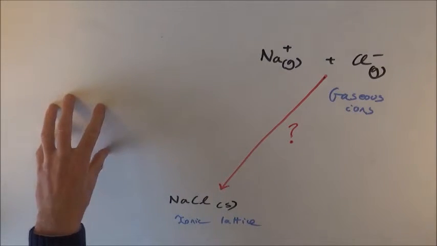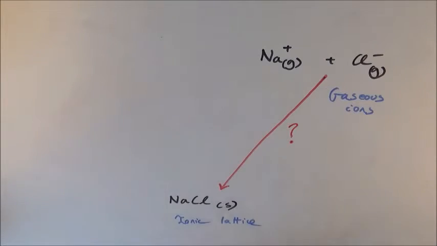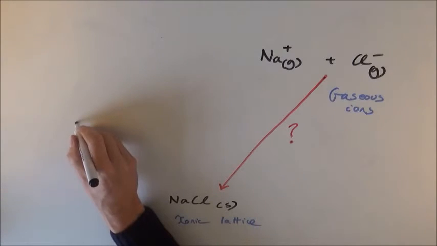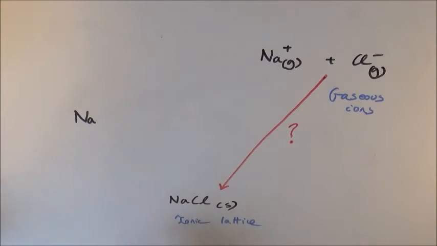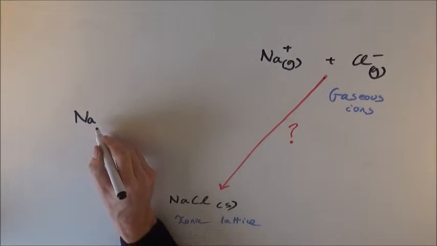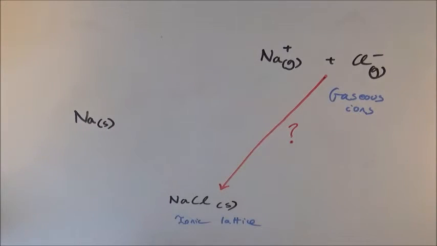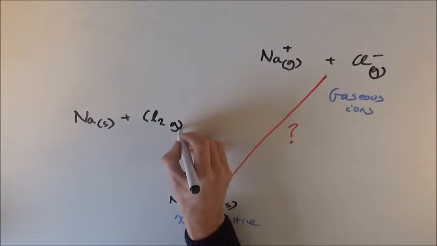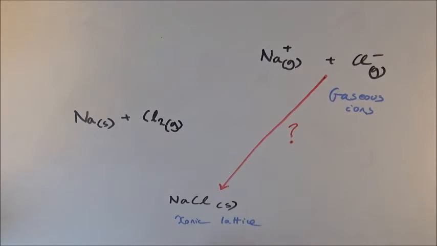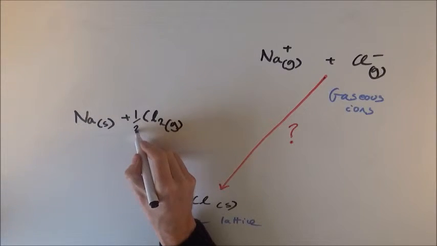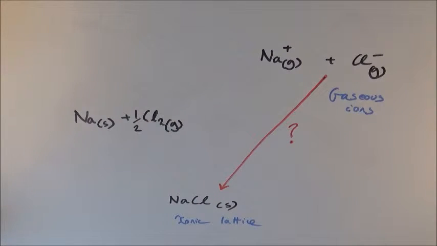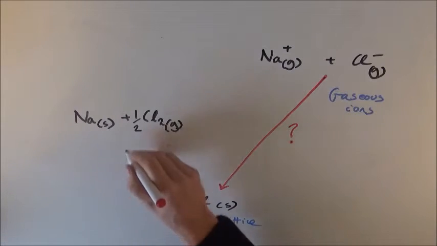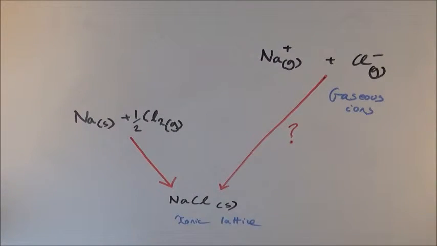A common step would be to have the elements in their standard states. So if I look at the elements you need to make sodium chloride, a mole of sodium chloride is a mole of sodium, which in its standard state is in the solid state. Chlorine comes as Cl2 in the gas state, but to make 1 mole of sodium chloride I need half a mole of chlorine molecules, and you will recognise that this is the enthalpy change of formation.